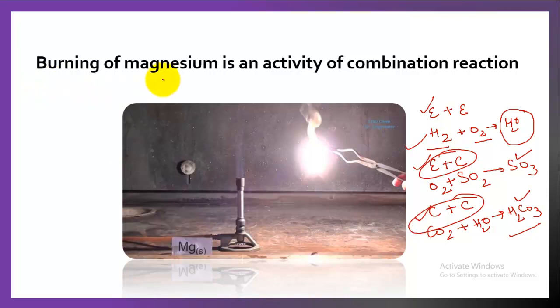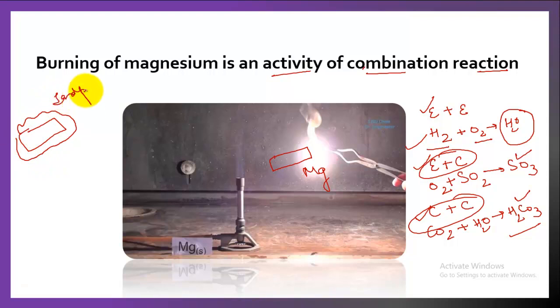Now let's take up the activity related to the combination reaction. We take a magnesium ribbon, and the magnesium ribbon which we bring from the market has a carbonate layer on it. So we rub it with sandpaper in order to remove this layer. Once the layer is removed, with the help of tongs we heat the magnesium ribbon.